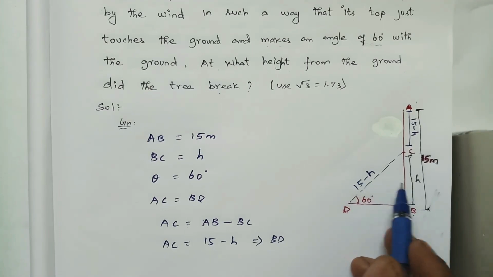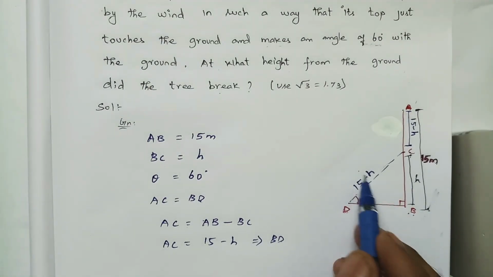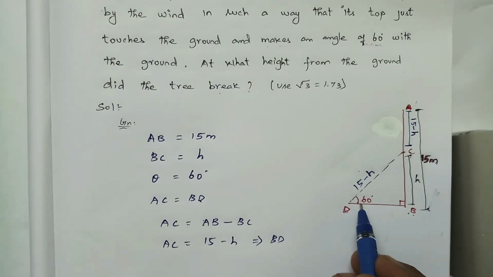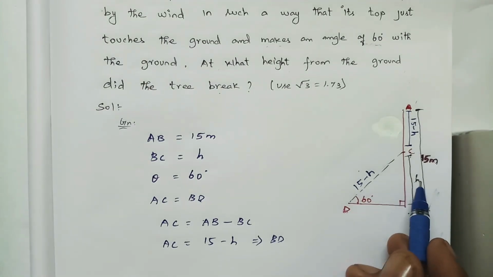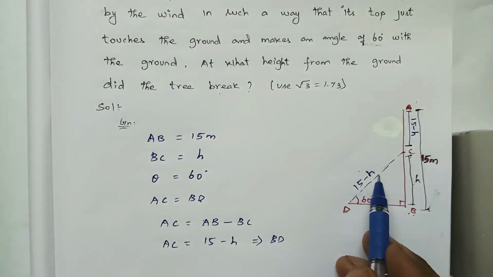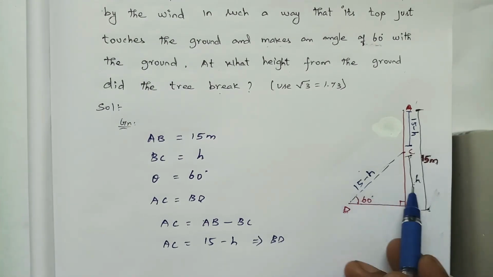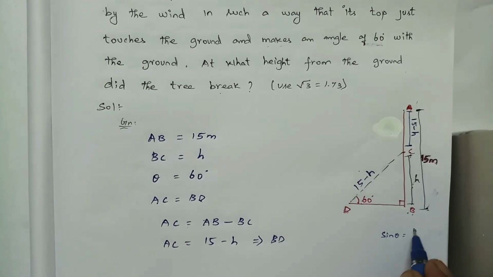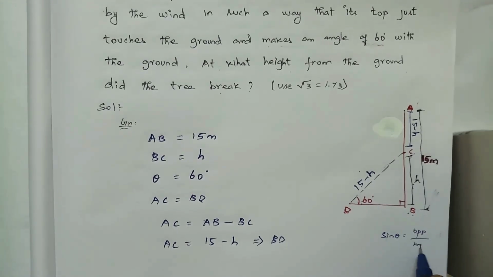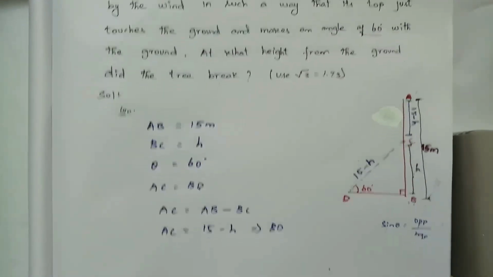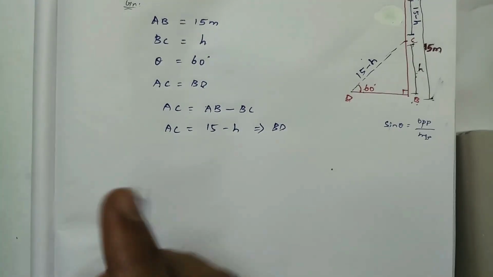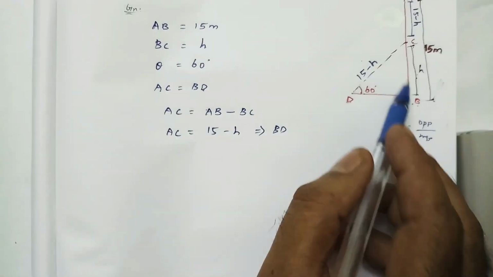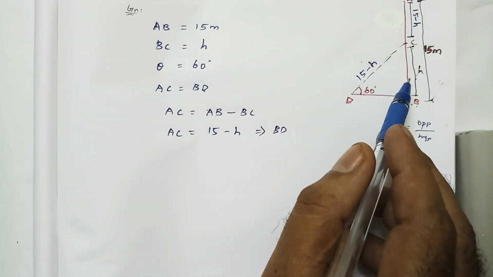Now we know the two sides. Which two sides do we know? For the angle 60 degree, we know the opposite side and the hypotenuse. Opposite by hypotenuse is sine theta. Which trigonometric ratio will be applicable? Sine theta, opposite by hypotenuse. By using the trigonometric ratio sine theta, I'm going to find the value of H, the height of the broken tree.